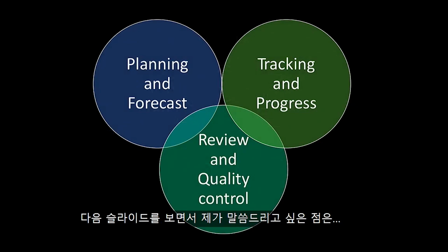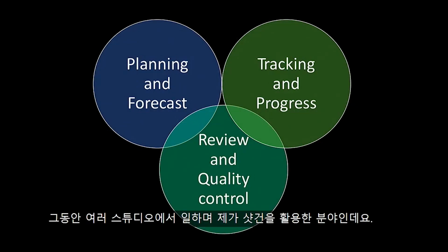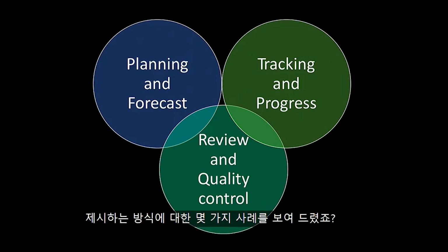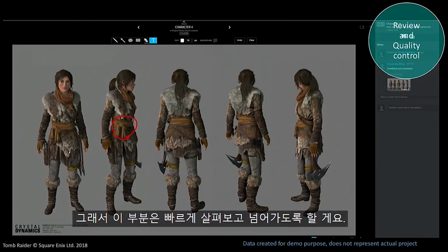So for the next few slides that I'm going to walk you through, these are how I used Shotgun across different studios in the past. There are 3 aspects that I'm always focused on: the first is planning and forecasting, then tracking and progress, and also review and quality control. You probably already saw quite some examples from Kimberly of how we use the version and submitting art assets. So I'm just going to go through this real quick.